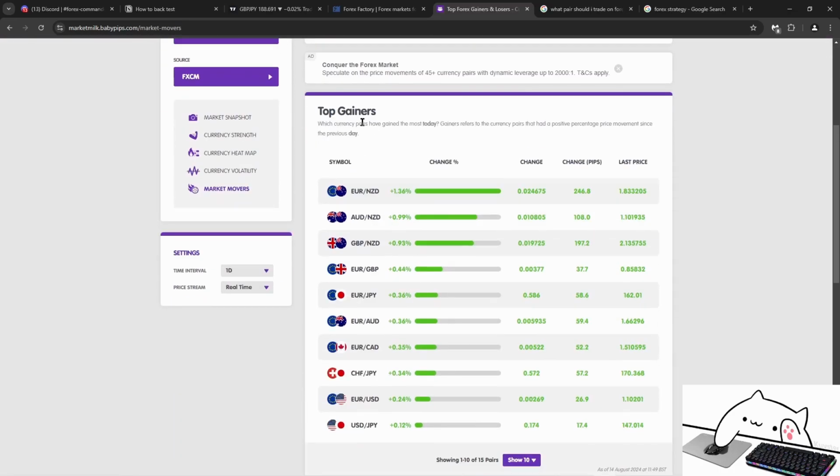Market movers, go to here. Top gainers. How much are you going to make? If you want to use Euro against New Zealand, you can use that. Apparently it's a top gainer from statistics. Use whatever you want, okay? I really don't mind.